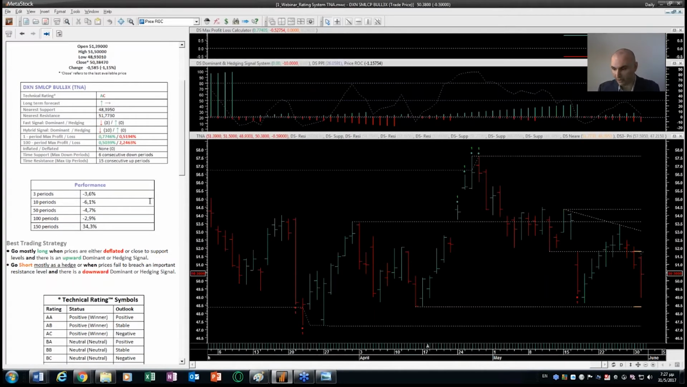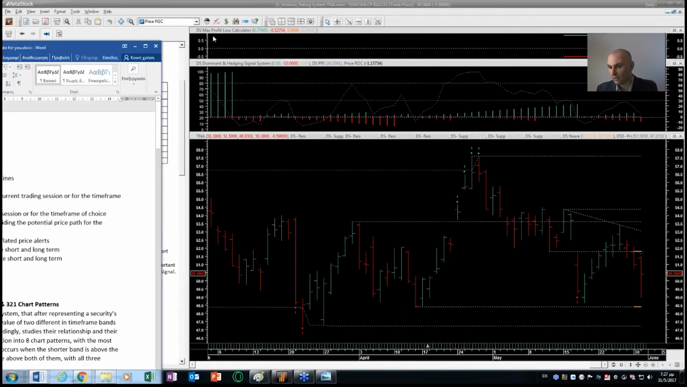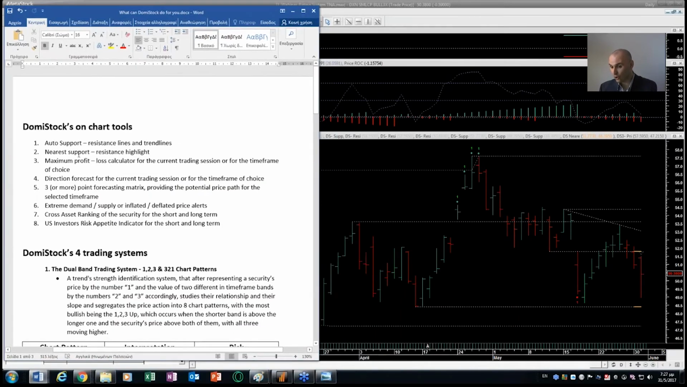Now, at this point, let me make a parenthesis and tell you something. Let me show you something. Okay, I think I found it. Yes. Okay, now there are some amazing DomiStock on-chart tools: the auto support resistance lines, the trend lines. Why did I make this?